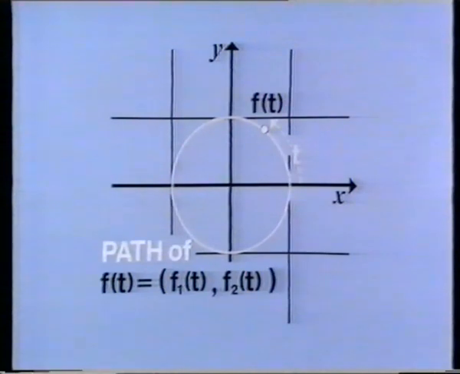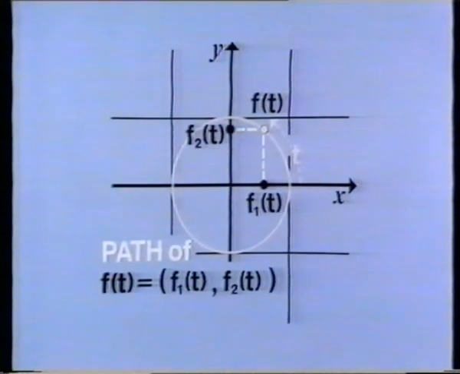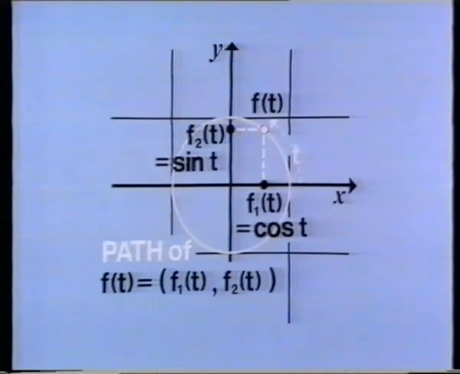The image position f of t has x and y coordinates f1 of t and f2 of t. So f1 is cosine and f2 is sine, because that's how you define sine and cosine. You go an arc length t around a unit circle, which means the angle is t radians. And the horizontal coordinate is cos t, while the vertical one is sin t.